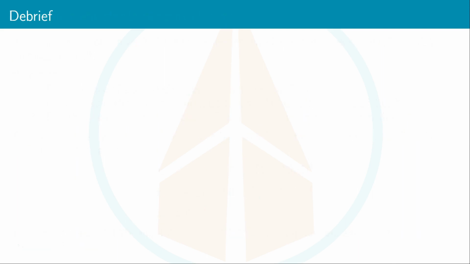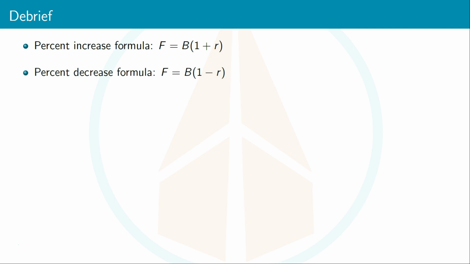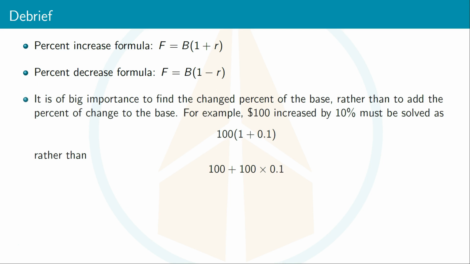Let's debrief. Percent increase formula connects the forward value and the base. In this formula, we add the rate of increase. Percent decrease formula also connects the forward value and the base, but in this formula we subtract percent decrease. It is of big importance to find the changed percent of the base rather than to add the percent of change to the base. For example, $100 increased by 10% must be solved by finding 110% of $100. It is much better than solving it by finding 10% of $100 and then adding that to $100.